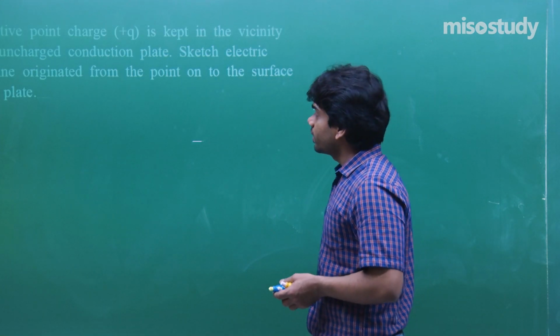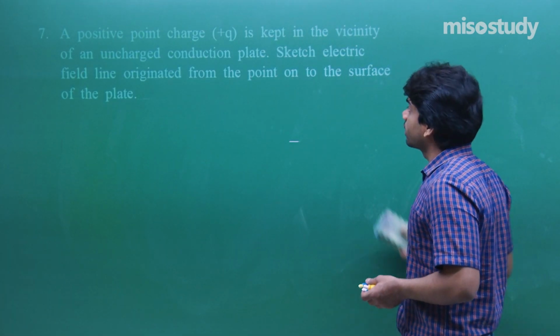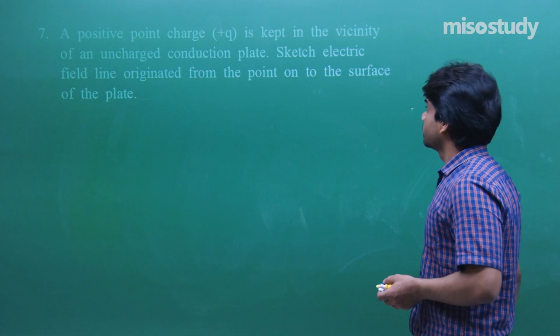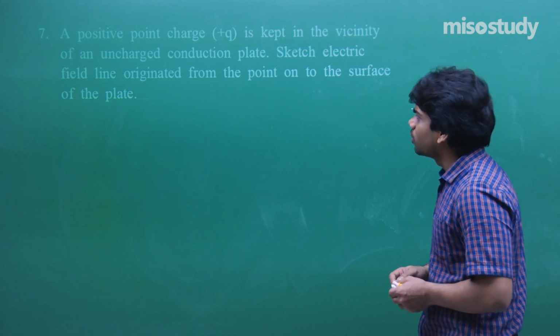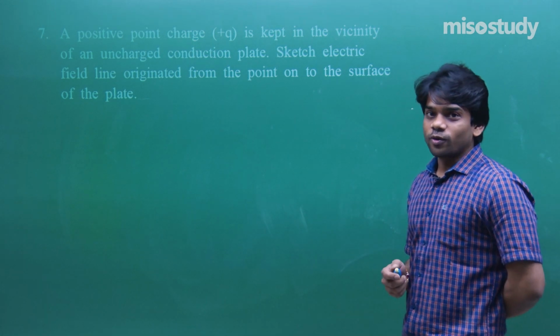Next question, question number 7. A positive point charge plus Q is kept in the vicinity of an uncharged conducting plate. Sketch the electric field lines originating from the point onto the surface of the plate. Not too tough for us to make it out.